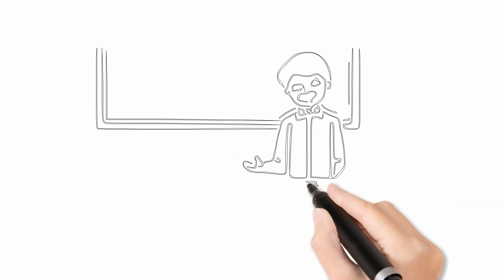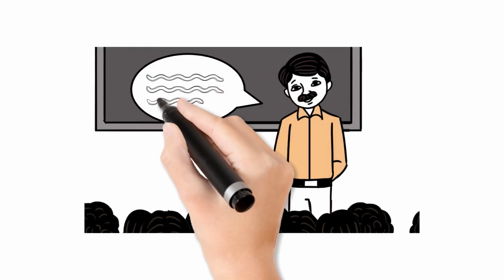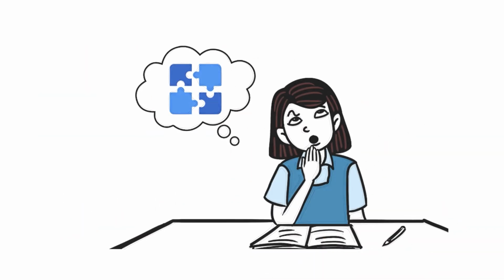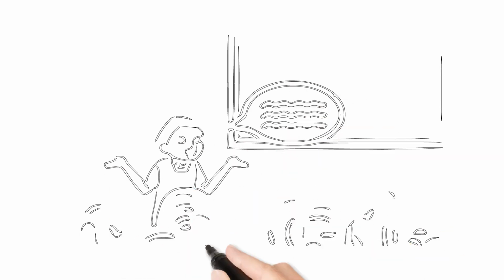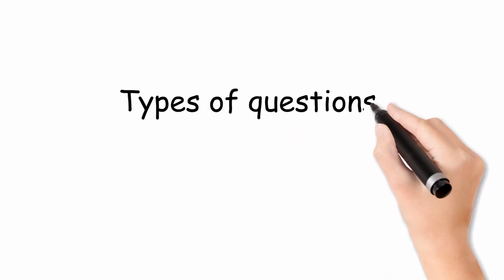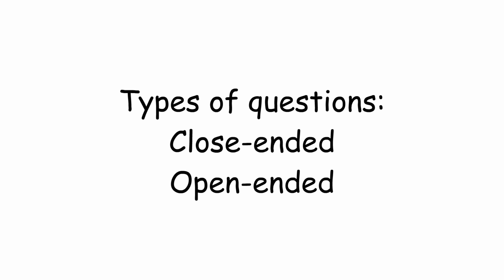Asking children questions is an important part of a teacher's role and essential for effective teaching and learning. Through effective questioning, teachers can help learners to think creatively and critically and apply language skills. Generally, teachers can use two main types of questions: close-ended questions and open-ended questions.